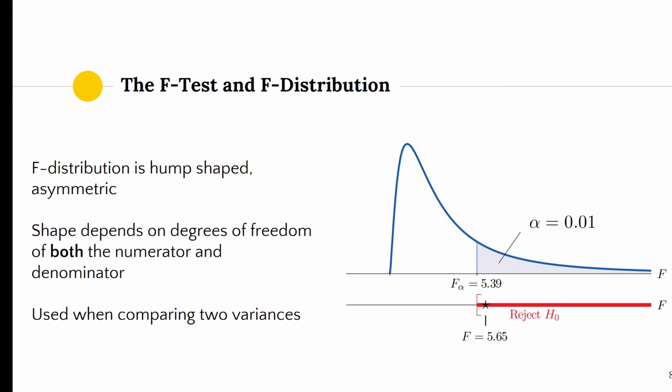And you can encounter the F-test outside of ANOVAs because it's used whenever you're comparing two variances, if you want to know if two different variances are statistically similar or not.